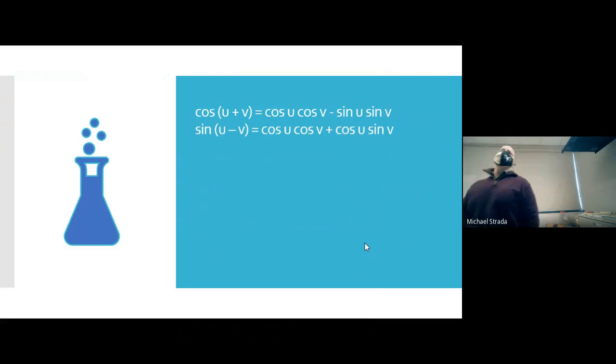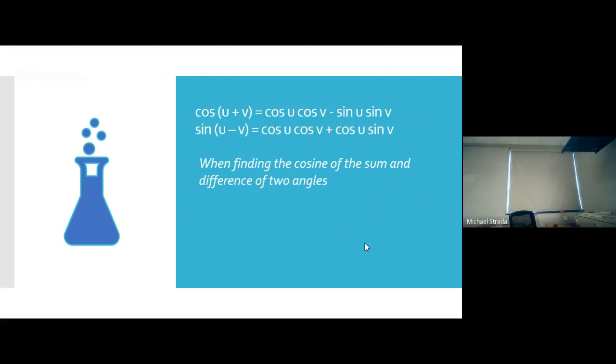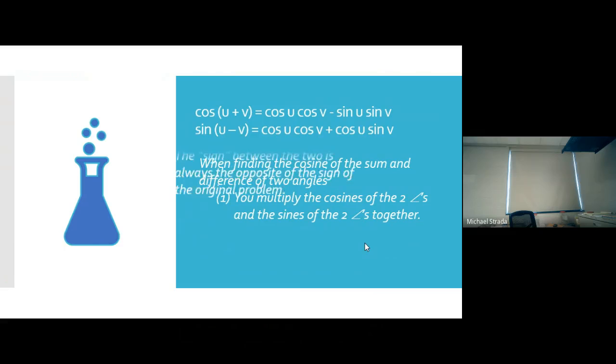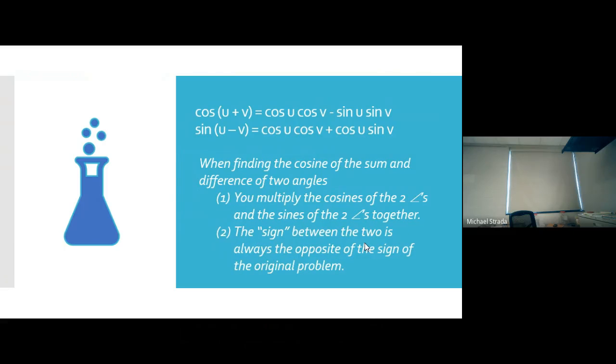Cosine of u plus v is cosine u cosine v minus sine u sine v. The cosine of u minus v is cosine u cosine v plus sine u sine v. When finding the cosine, you multiply the cosines of the two angles together and the sines of the two angles together. The sign between the two is always the opposite of the sign of the original problem. So if you start with an addition, you are going to subtract. If you start with a subtraction, you are going to add.